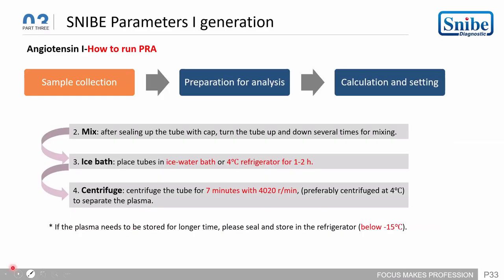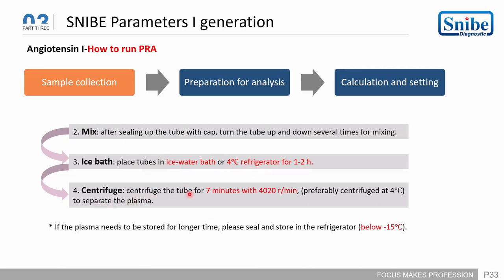So if you go for the parameter angiotensin 1, how to run the PRA, you have to do sample collection, preparation for the analysis, and calculation and settings are recommended. First, you have to mix: after sealing up the tube with the cap, turn the tube up and down several times for mixing, and then ice bath. Place the tube in the ice bath or a 4-degree refrigerator for 1 to 2 hours.